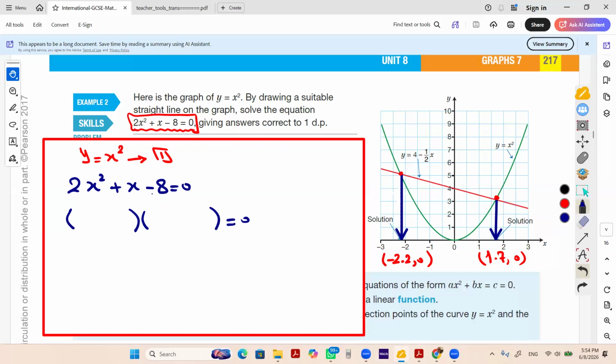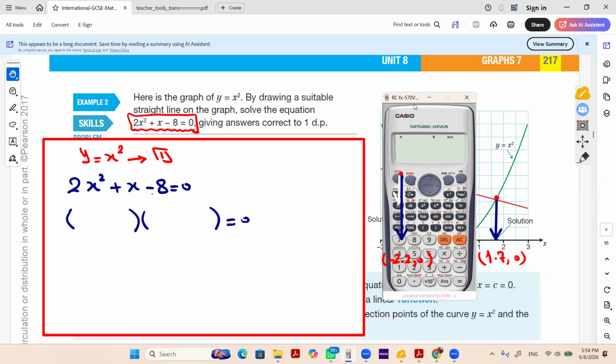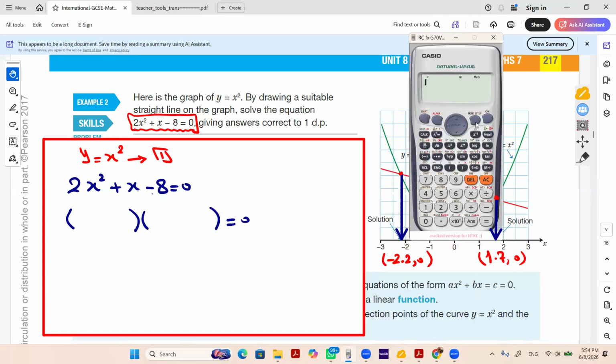Let's see how to do it with the calculator. You will press mode, then equation, which is number 5, and you choose ax squared plus bx plus c, which is 3. A here is 2, equal, then 1 equal, then negative 8 equal, then press equal. x equals negative 1 plus root 65 over 4.